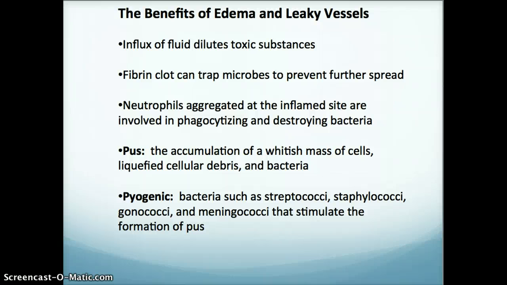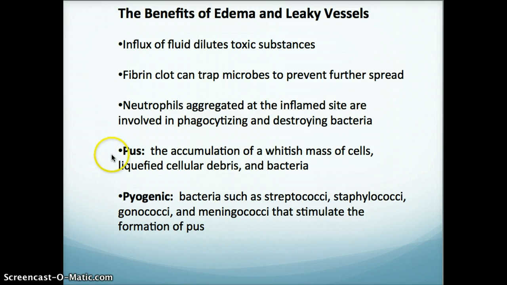So that swelling and leaky vessels play many important roles, and they have lots of benefits to an injured area. First of all, there's an influx of fluid that will dilute any toxic substances that may have been released by the foreign agent. There will be a fibrin clot that can trap the microbes and stop them from getting out of that infected area. The neutrophils will aggregate at this inflamed site, and they will help in that phagocytosis and destroy those bacterial cells.